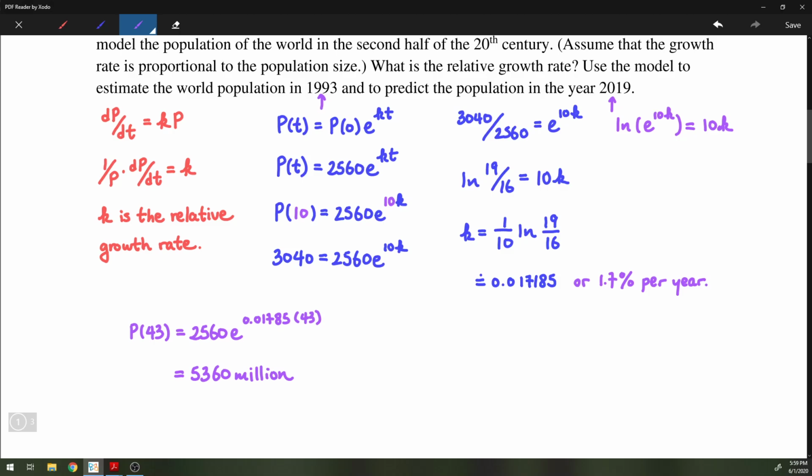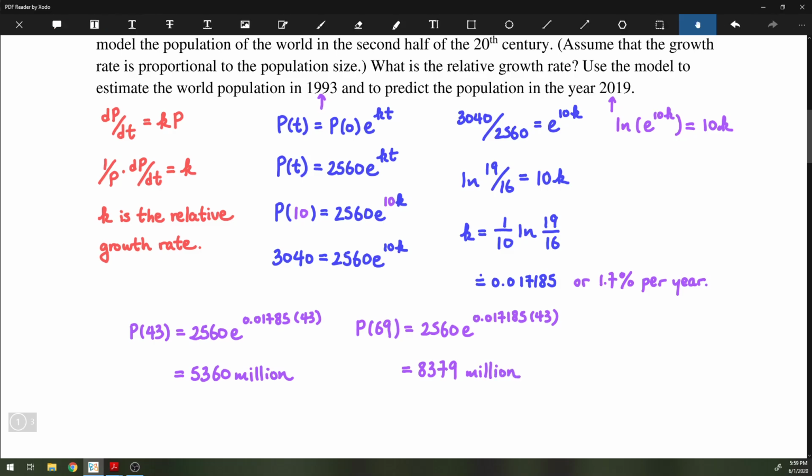Now in 2019, that's 69 years after 1950, so that would be the same thing, except you would change the t value here. Okay, and in this case, you'll get 8,379 million. Okay. So that's it for example 1. Let's look at example 2.